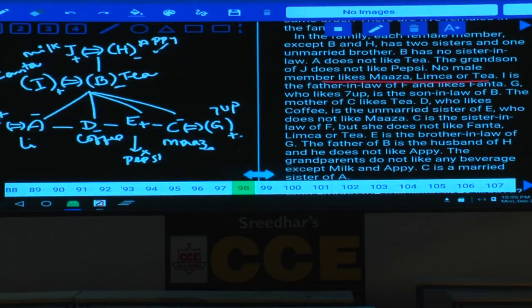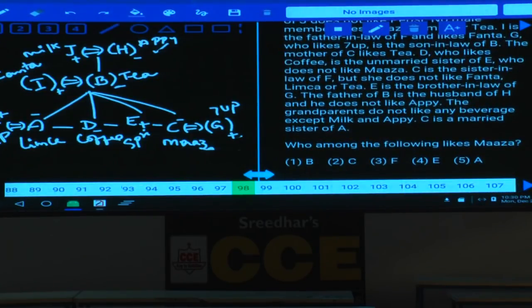As A likes Limca, now this person does not like Pepsi. Then who likes Pepsi here? F likes Pepsi. If F likes Pepsi, then what is the S? Sprite. Now who likes Sprite here? This E likes Sprite. Done with this? This is the information. J and H, why is J happy?